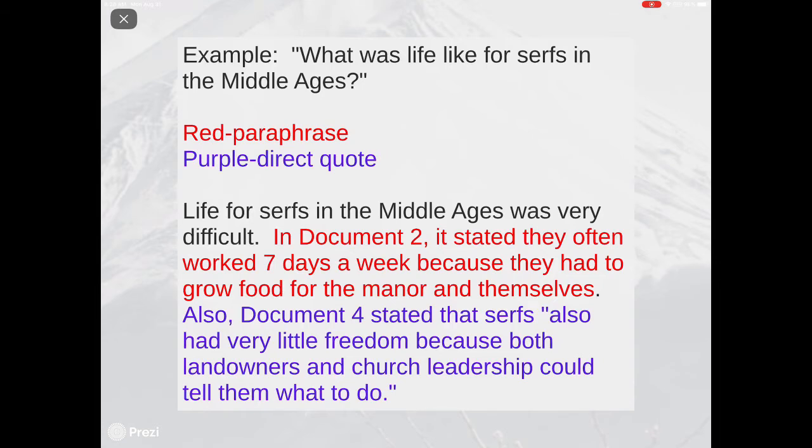And then the purple also shows a direct quote, which is also citing our source. It says also document 4 stated that serfs also had very little freedom because both landowners and church leadership could tell them what to do. So here we've given 2 fabulous reasons that we know that life for serfs in the Middle Ages was very difficult. Okay.